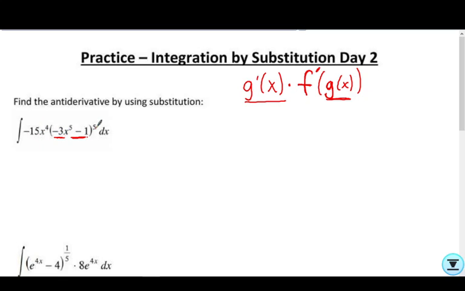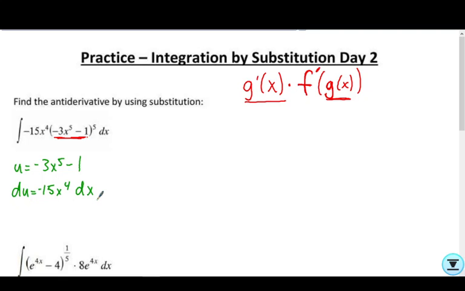I have a function inside of a function, and then the derivative of x to the fifth is x to the fourth. Okay, so I do have this kind of form sitting here. So I'm going to say my u is negative 3x to the fifth minus 1. Take the derivative, and you get negative 3 times 5, which is negative 15x to the fourth. Derivative of negative 1 is 0 dx.